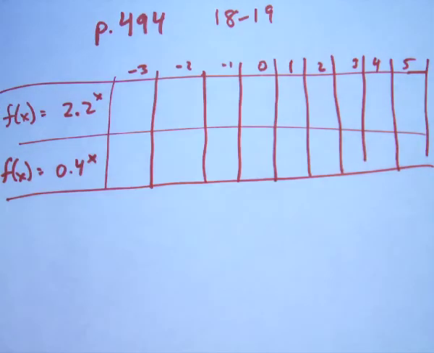So your homework tonight is page 494, which is one page off. 18 and 19. Sorry, I'm feeling a little under the weather. So you're just asked to make a table.